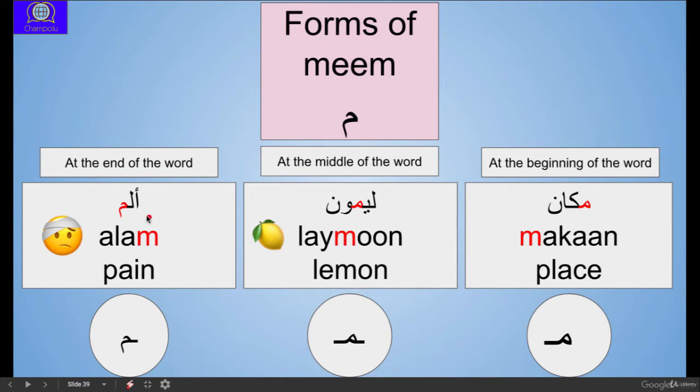And then you'll find the word like alam, or pain, and you'll find that the letter Mim comes at the end of the word, so it takes the final form.